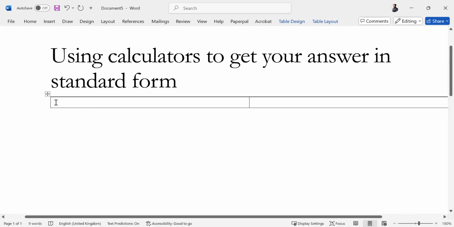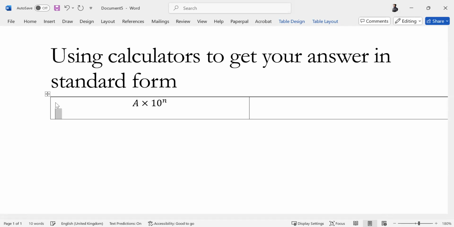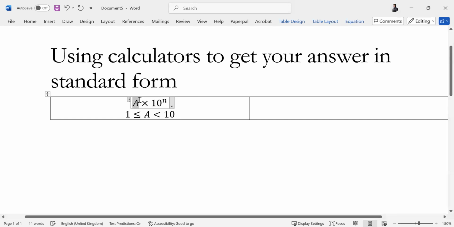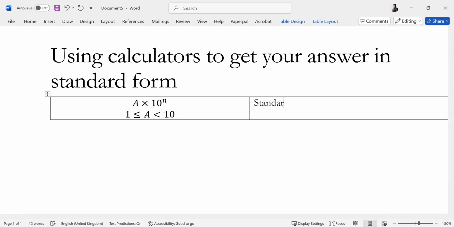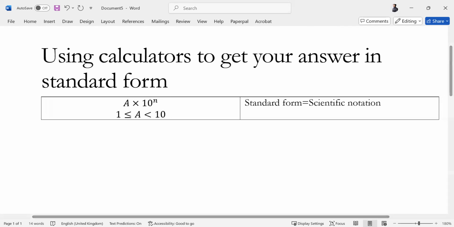The first thing that I want to explain is that the standard form is when you write a number in this form, A times 10 to the power n, such that A is 1 or greater than 1 and less than 10. That is what we call a standard form. Standard form is also called scientific notation. So both mean the same thing. You either call it standard form or scientific notation. Today we'll be using our calculators to understand how we get the answers in standard form.